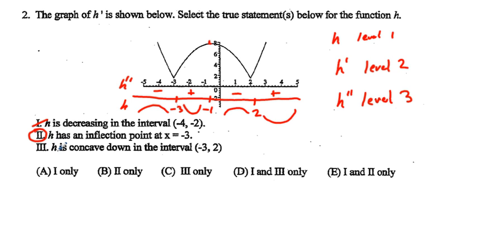So option 3, H is concave down in the interval -3 to 2. Well, the function's concave down between about -1 and 2, but not all the way between -3 and 2. So 3 is not correct. Our only possible answer is B, 2 only.